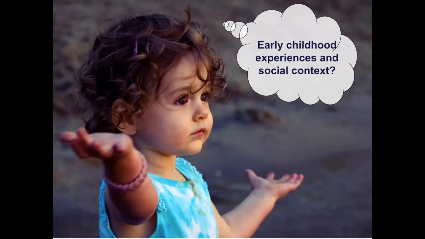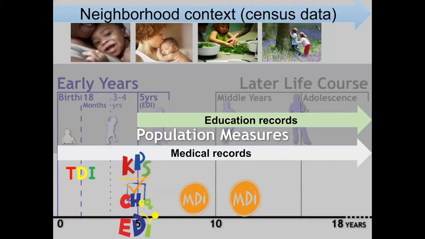One gap that's still remaining, and we're currently working on, has to do with early childhood experiences and social context. Even though we now know how children are doing when they enter the kindergarten or school system, we don't really know too much systematically about what's happening to them beforehand. And so we have been developing a suite of new surveys.